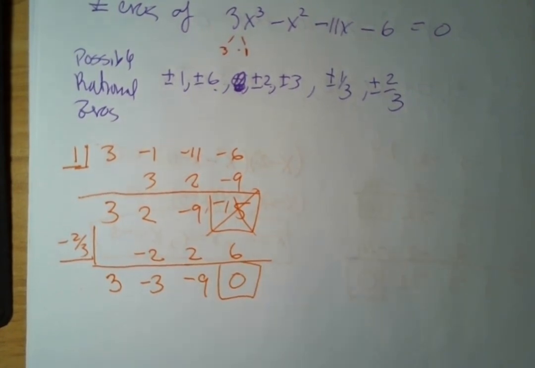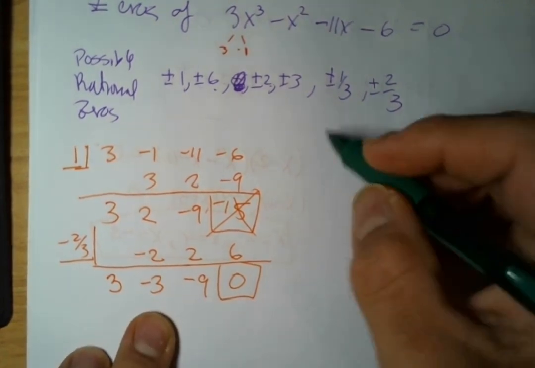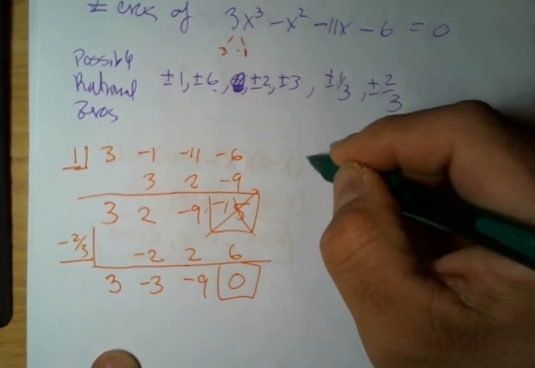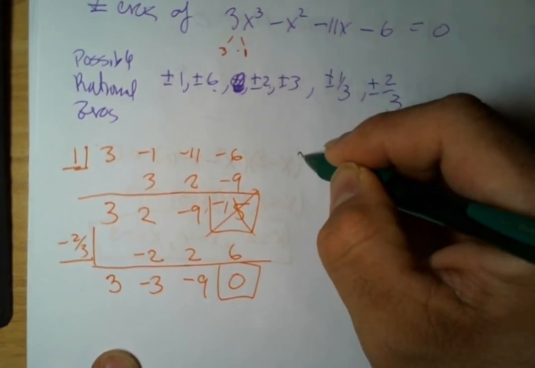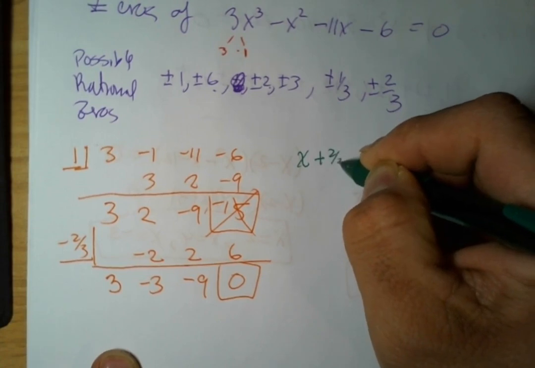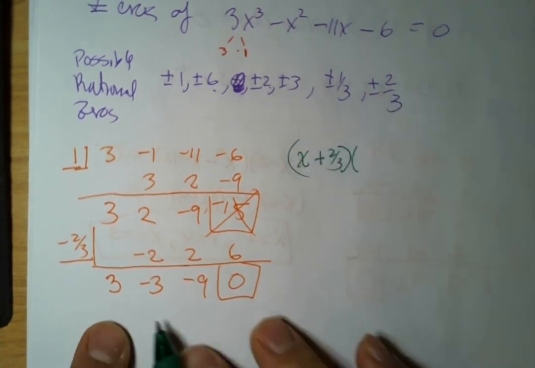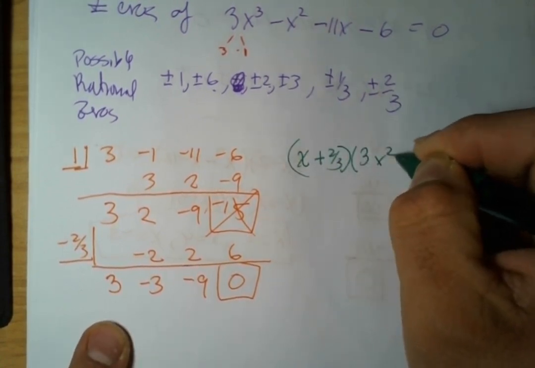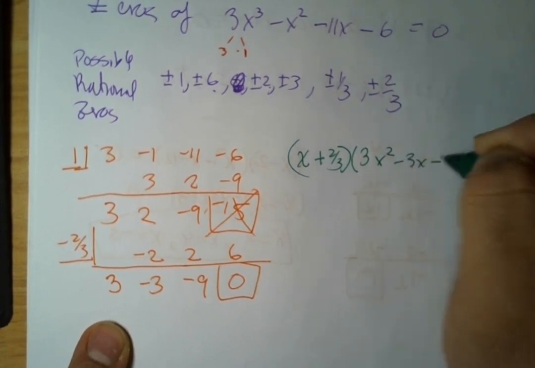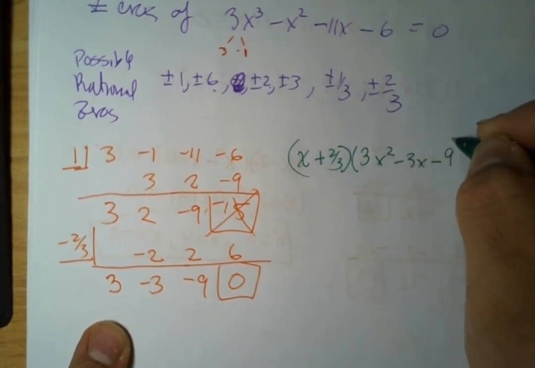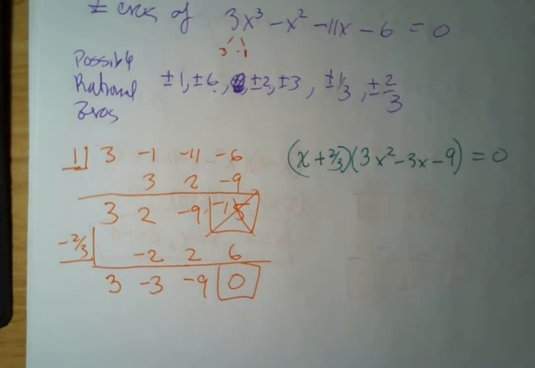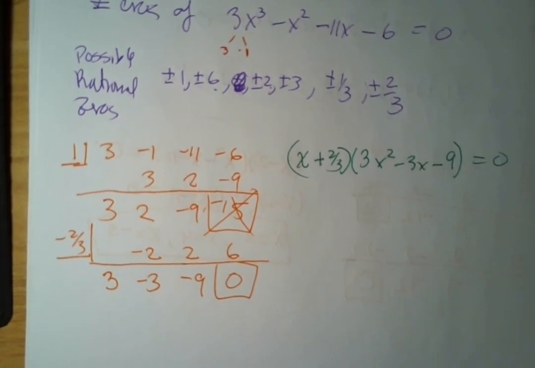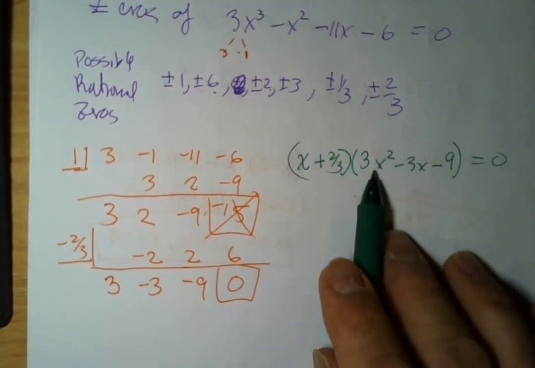Okay, I like that. So now we've found one zero of a cubic, resulting in a quadratic polynomial, so I don't need to do any more synthetic division here. I'm going to write the factored form here: x plus 2/3, and then the resulting quadratic.